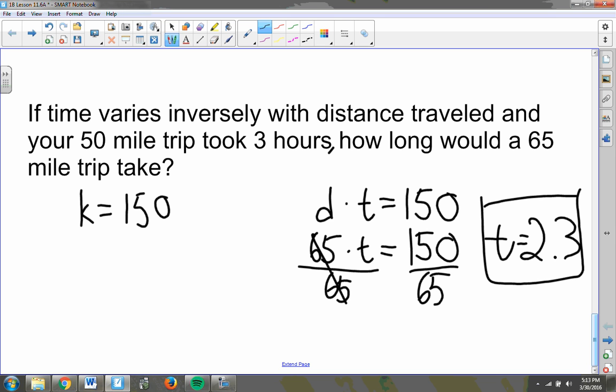If you have questions about writing inverse variation equations, finding the k value, or you have questions about any of the word problems that we've done or that I'm going to ask you to do, please ask me in class tomorrow. Otherwise, that's all I have for you tonight.